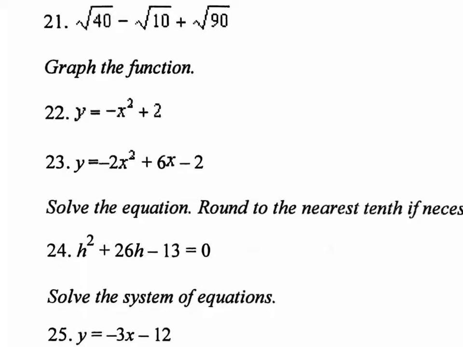Number 22, it says graph the function. Now, keep in mind, these are quadratics. There's a 2 right there, a 2 right there, so we know it's going to be a parabola. So just by knowing the way it transforms, by knowing that the a value is -1, you know it's going to be opening down.